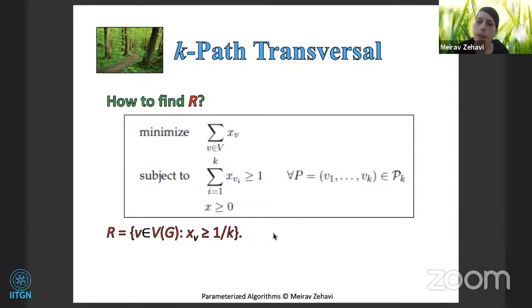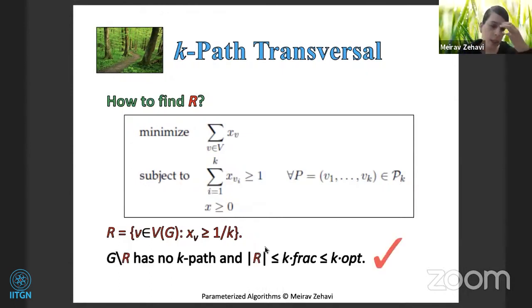If you define R like this, then notice 2 things. First, G minus R doesn't have any k-path, because for any k-path that you look at, any path on k vertices, this constraint was satisfied. And in order for this constraint to be satisfied, at least one of the variables that correspond to this path must take value at least 1 over k, right? If each one of them took a value smaller than 1 over k, then overall their sum won't be at least 1. So if we take all the vertices that got value at least 1 over k, then we hit all of the k-paths.